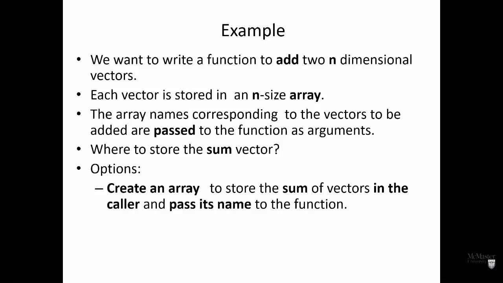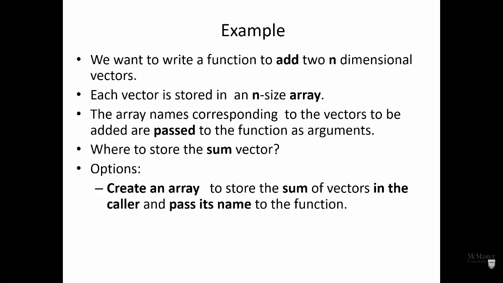Because people usually use the word array for the fixed size. If you have a dynamically allocated array, it's better to call it vector. This is the language that programmers use. Right? So to add 2 n-dimensional vectors, each vector is stored in an n-size array. Then the array names corresponding to the vectors to be added are passed to the function as arguments. So I want to write a function that takes as input 2 vectors and adds them.